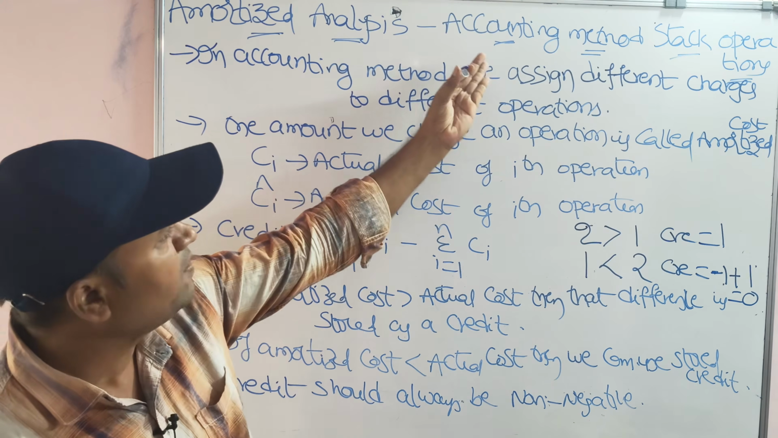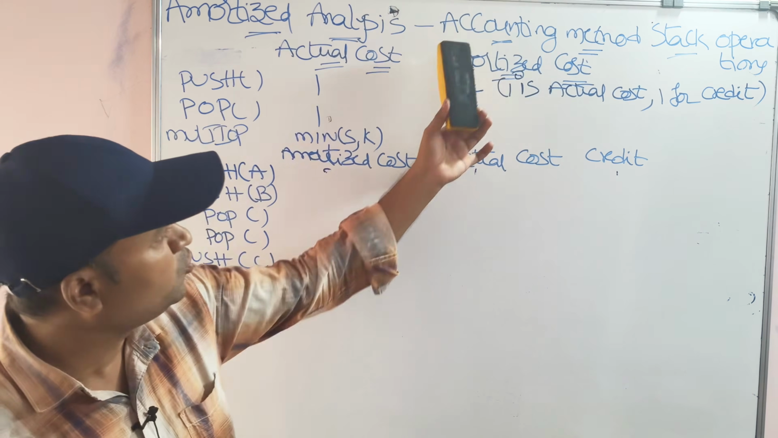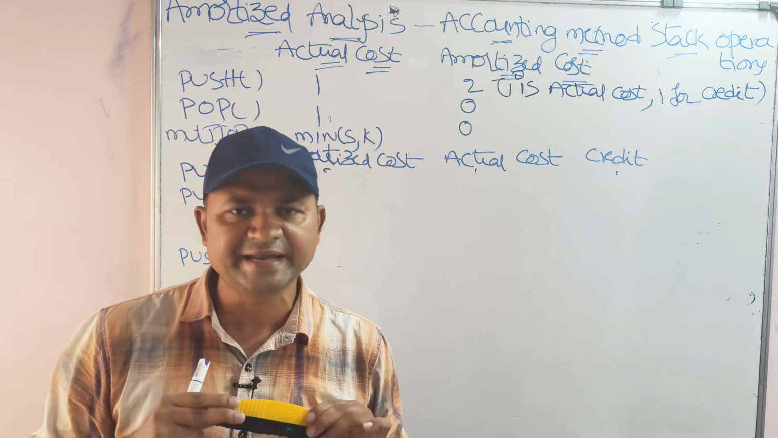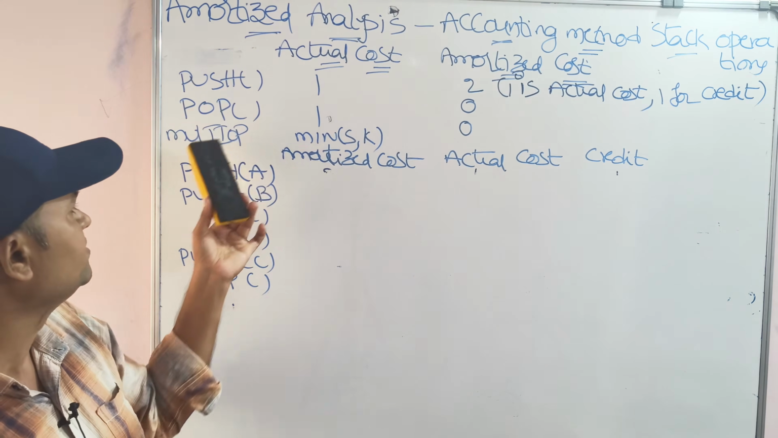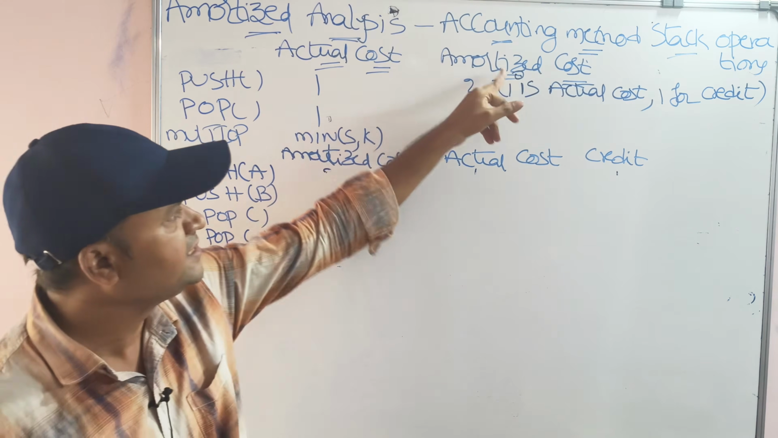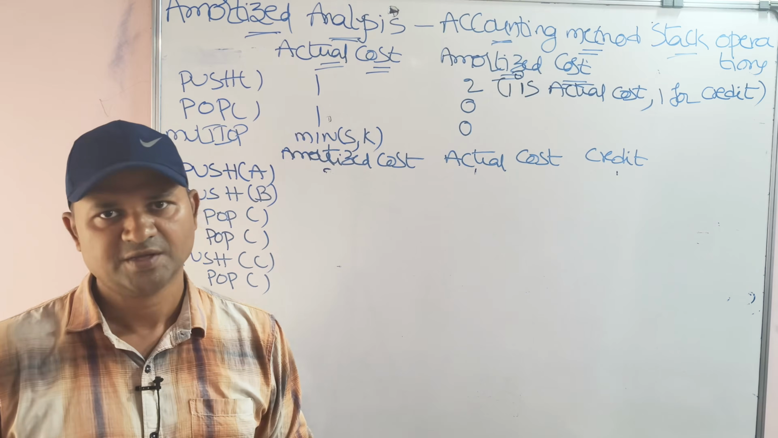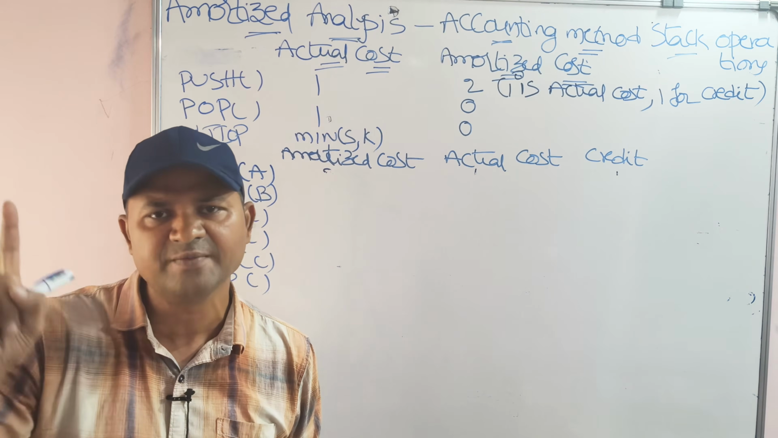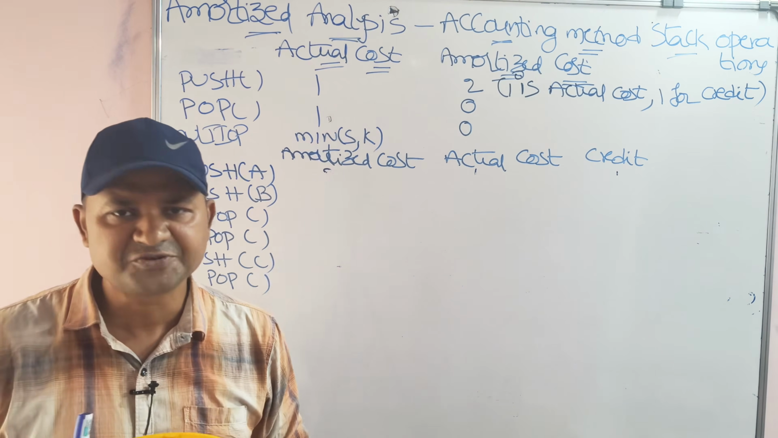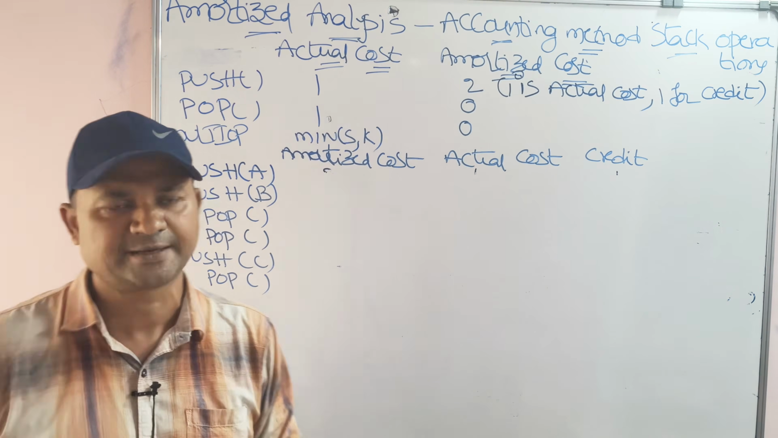Now let's see about accounting method using stack operations. We know that on stack we can mainly perform 3 operations: push operation, pop operation, multi-pop operation. Here this is actual cost column, this is amortized cost column. For push operation, the actual cost is 1. Why? Because we are pushing only one element onto the top of the stack. Likewise, for pop operation, the actual cost is 1. Why? Because we are deleting only the top element from the stack.